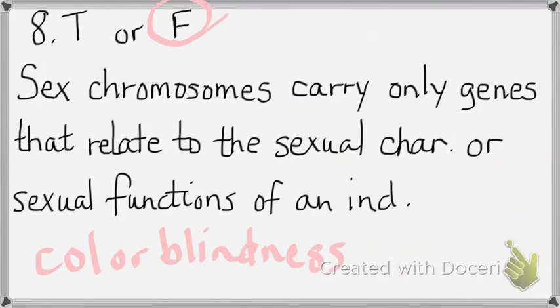Here's another one in case you maybe were thinking this. Hemophilia, that's where people can't have their blood clot very well. That has nothing to do with their sexuality, but it's on the X chromosome. The most common cause of muscular dystrophy is on the X chromosome. Again, another example of a gene that has nothing to do with a person's sexuality, but it's on the sex chromosome.